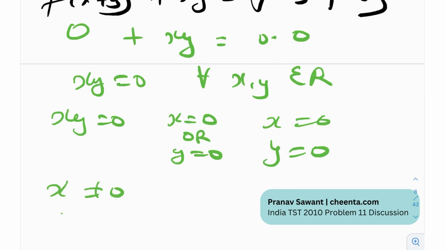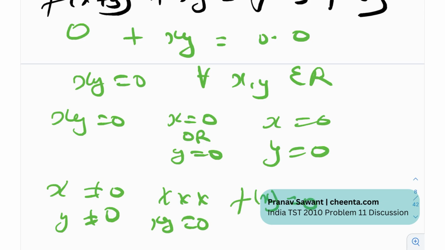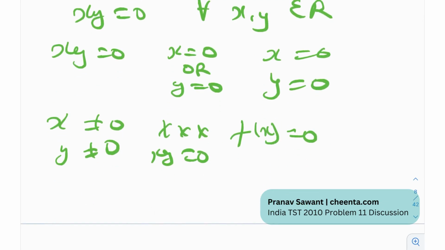So x not equal to 0, y not equal to 0. This will not work because xy has to be 0 for f of x to be 0. But is xy 0 for all x, y belonging to real numbers? Absolutely not. So therefore, this f of x is 0 is not true, and hence this case is eliminated.